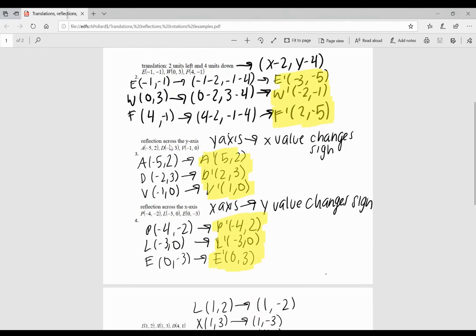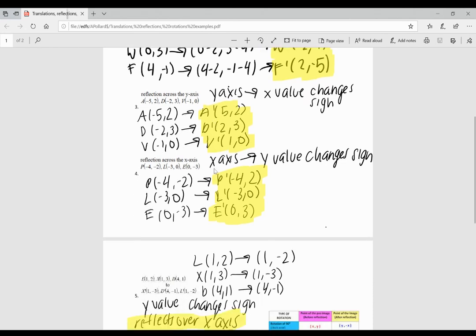A reflection across the y-axis, so anytime we have a reflection across the y-axis, your x value changes its sign. So if it's negative, it becomes positive. If it's positive, it becomes negative. So when we change the x value, we'll have 5, 2 instead. We'll have 2, 3, and 1, 0. And those would be our final answers.